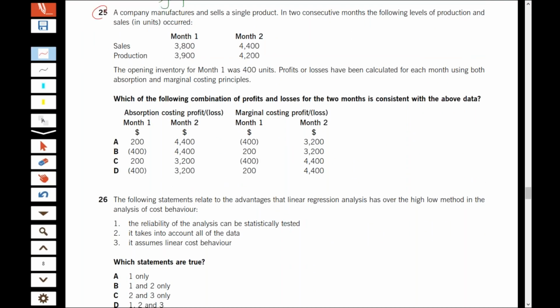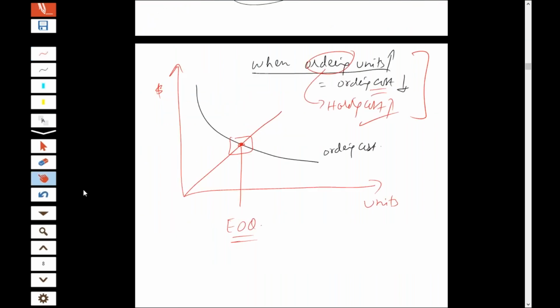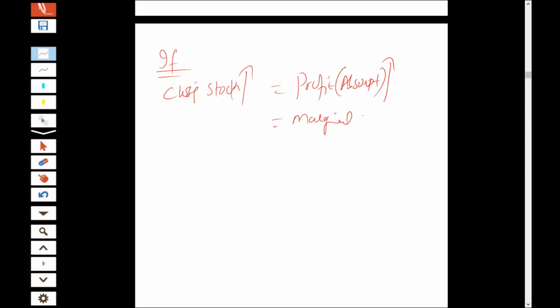Number 25. Remember one thing. If closing stock increases, profit from absorption increases, and marginal profit decreases. Remember this thing. If closing stock increases, then profit from absorption increases and marginal decreases.